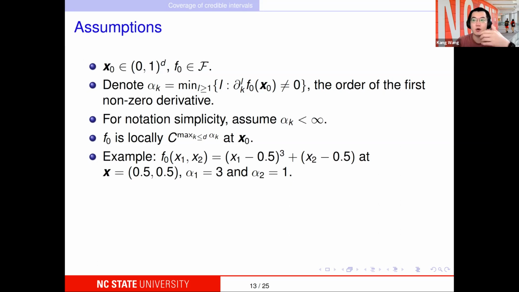That means f locally depends on all the coordinates, and f is locally continuously differentiable up to the order of the maximum of alpha_k. Here I give an example of a two-dimensional monotone function: at the point (0.5, 0.5), the smoothness level along the first coordinate is 3, and along the second coordinate is 1.